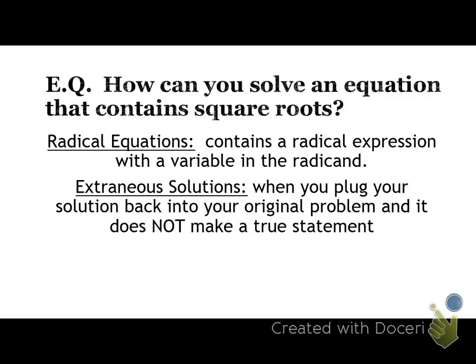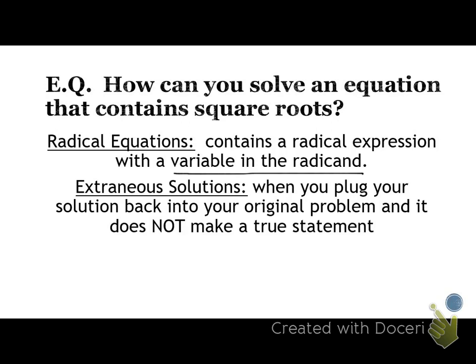The essential question for today is, how can you solve an equation that contains square roots? And we already talked about a radical equation. It contains a radical expression, but I want you to pay attention to this next part, with a variable in the radicand. So let's talk about the radicand. Where do we find the radicand in a radical? Nope. Inside. Under the radical. The radicand is that information, that number, that variable, that expression that is underneath the radical.